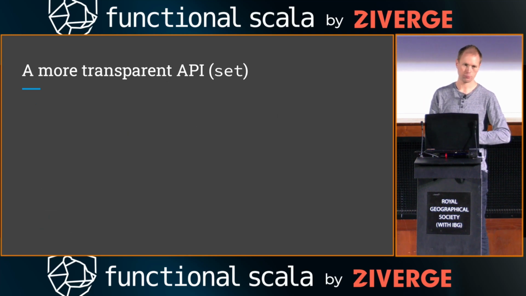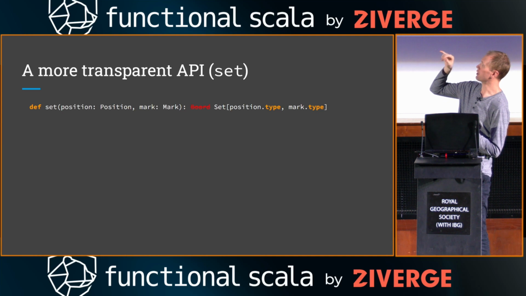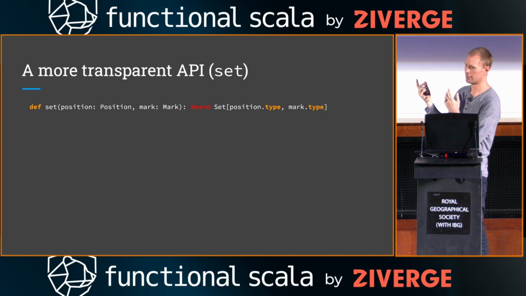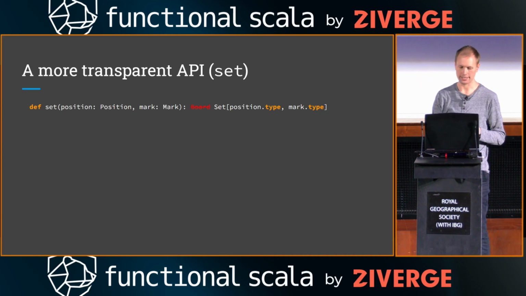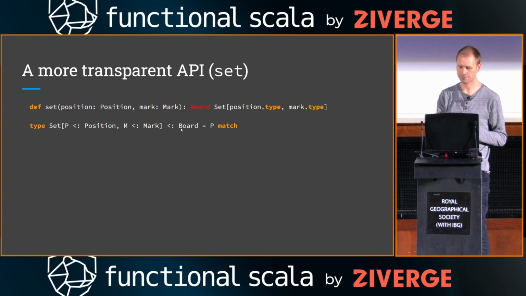And we also want set to be a little more transparent. So when we give a position and a mark, it used to return just the whole new board that we got back, but now we're going to return some set type. What is that, though? Well, it takes a position P and a mark M. It is a subtype of board, but we can be more specific. So we can take that P position and we can match on it.